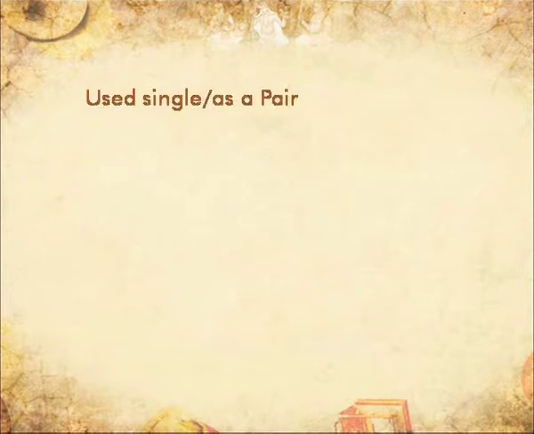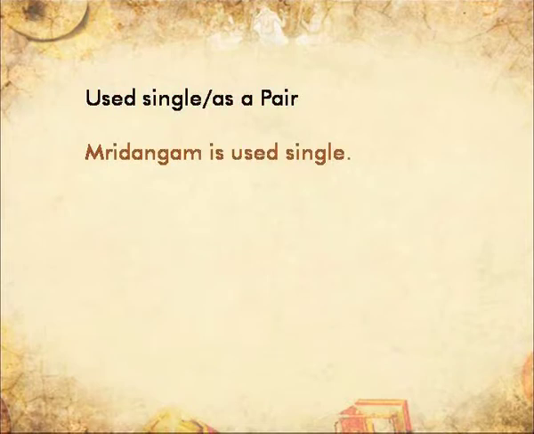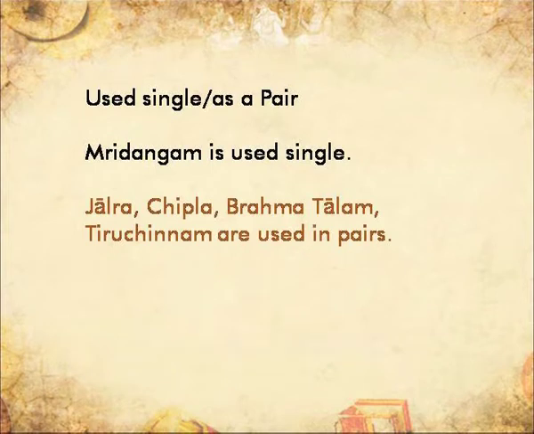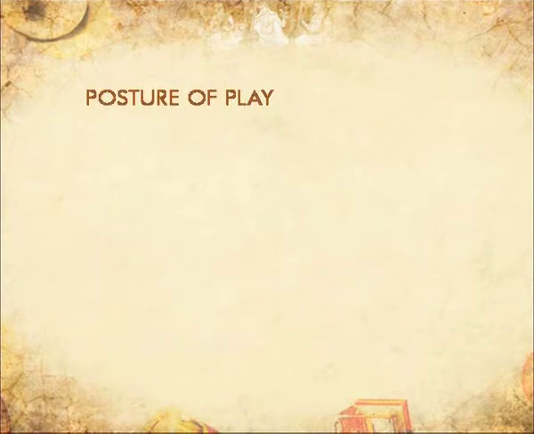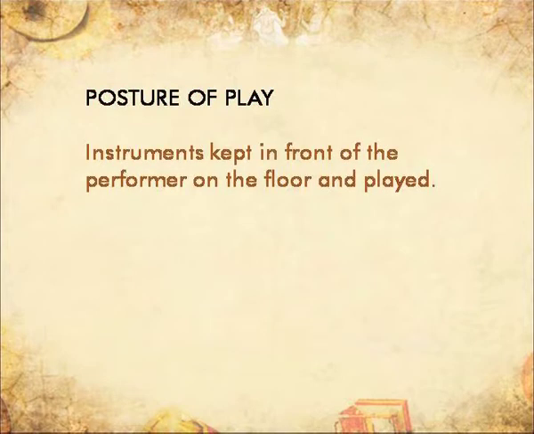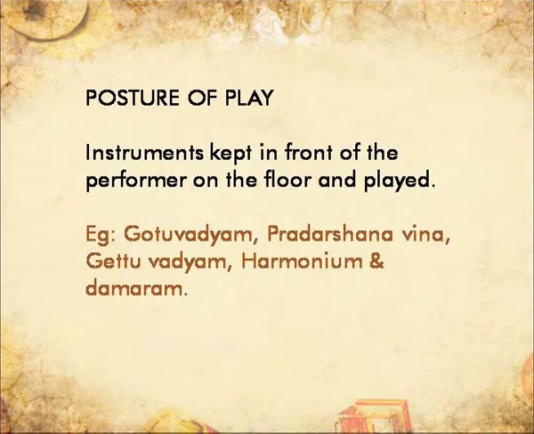Used single or as a pair. Mridangam is used single, but jalra, chipla, brahmatalam and tiruchinnam are used in pairs. The instrument pampai consists of a pair of cylindrical drums. Posture of play. Instruments kept in front of the performer on the floor and played, for example, gotu vadyam, pradarshana veena, gettu vadyam, harmonium and damaram.